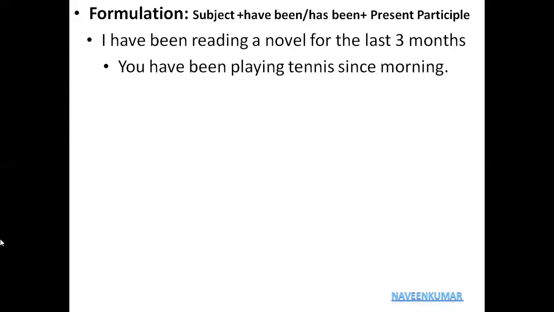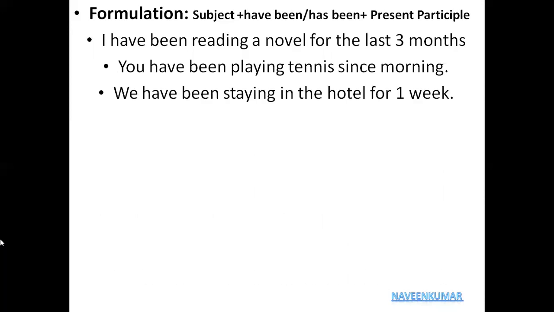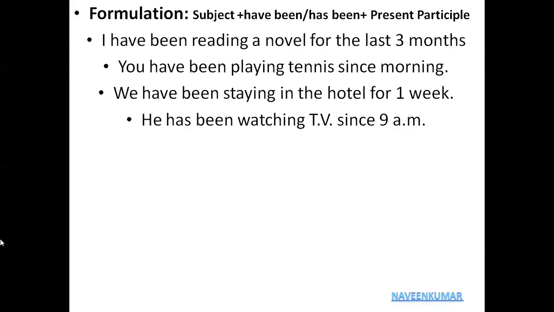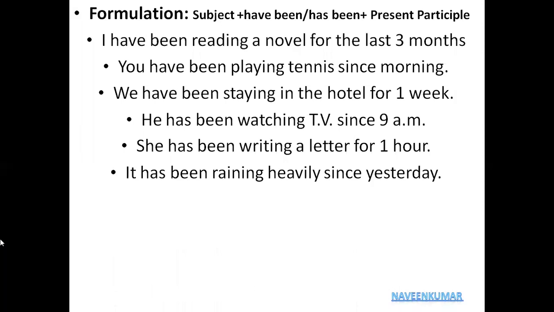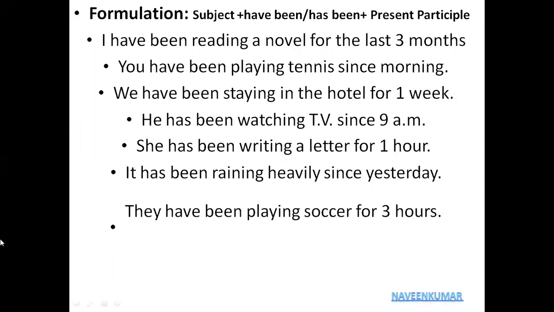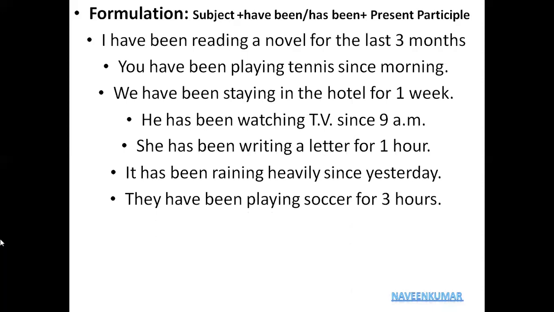You have been playing tennis since morning. We have been staying in the hotel for 1 week. He has been watching TV since 9 a.m. She has been writing a letter for 1 hour. It has been raining heavily since yesterday. They have been playing soccer for 3 hours. So note, whenever we use present perfect continuous tense, we have to mention the time period for how long that action has been continuing. Okay, so that's about present perfect continuous tense.